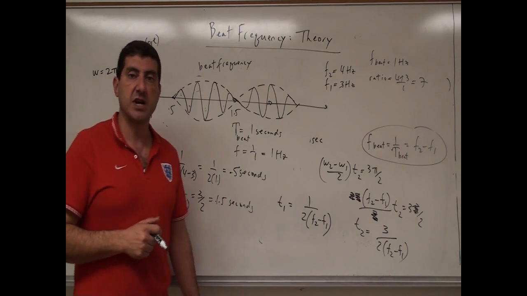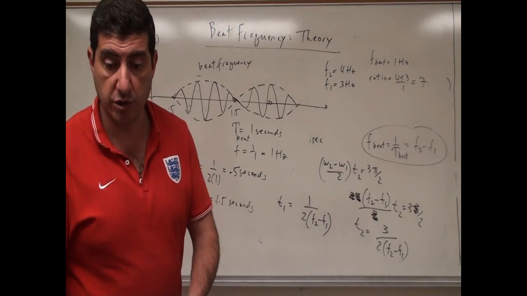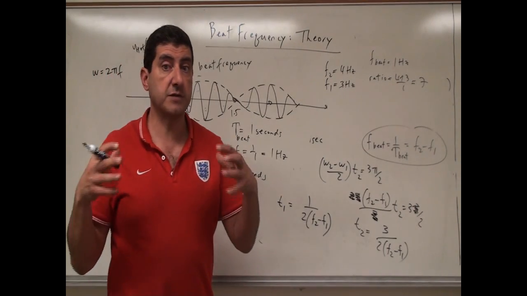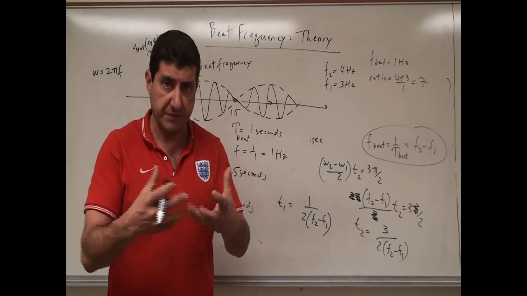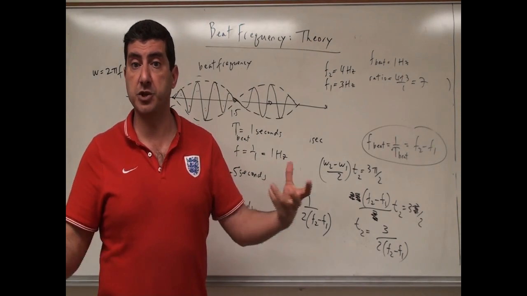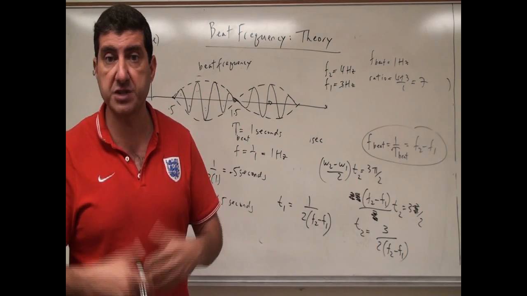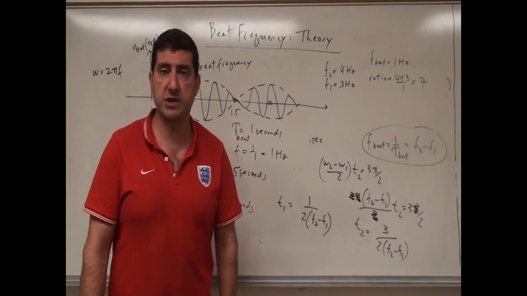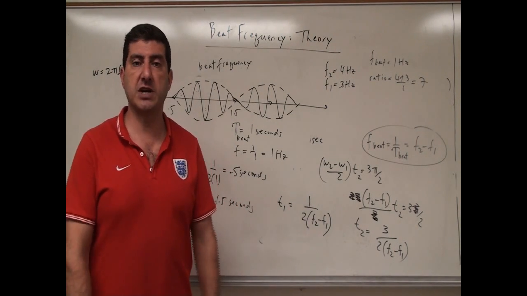So now you can see how this phenomenon plays a role. Beat frequency plays a role for sound waves that interfere with each other. They make beats, and also other waves that interact with each other. It could be waves in strings. They could also make this kind of beat frequency phenomenon, okay? So now you see how this works.